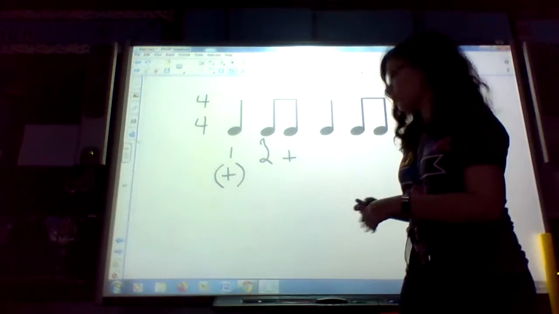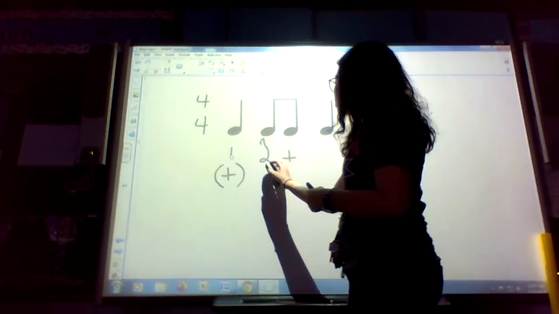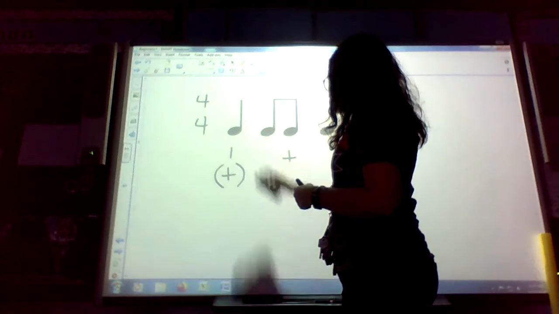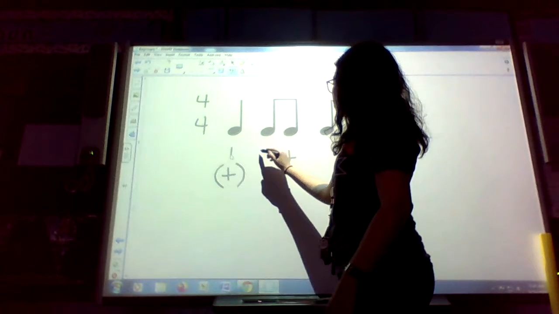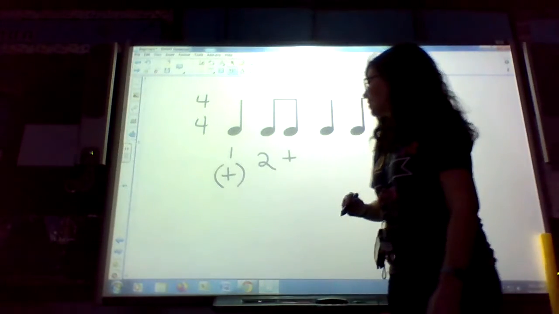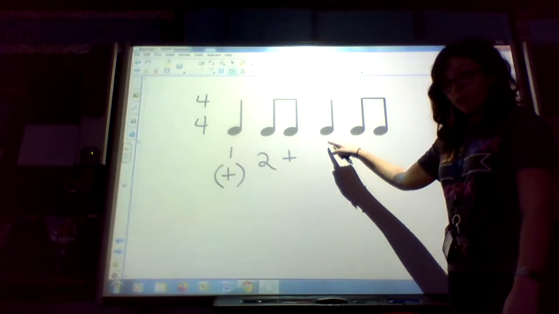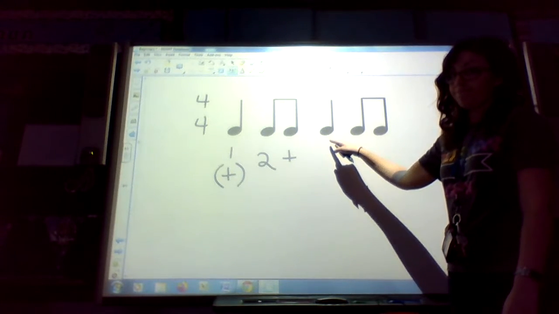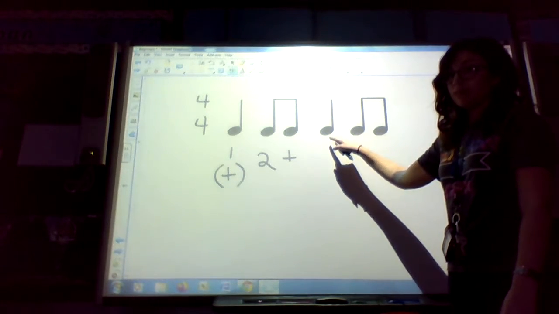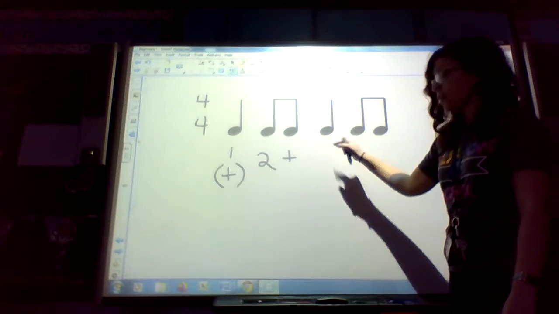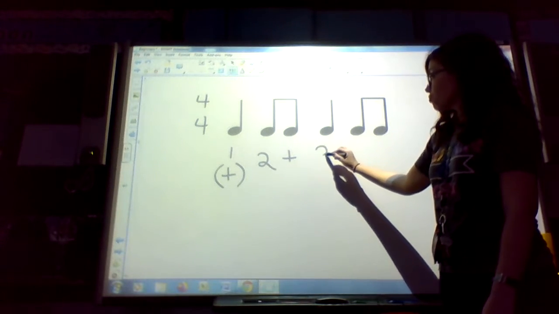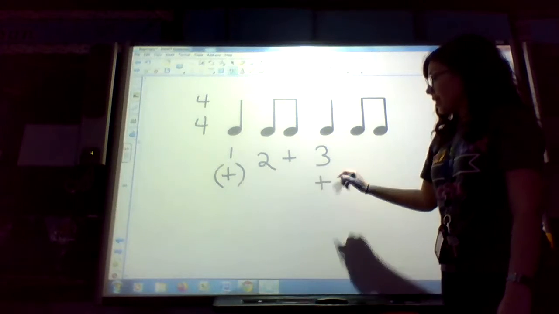We all know how my smartboard is. Let me try to rewrite that too, though. That looks like a 2. Now this note, is it a quarter note or an eighth note? If you said quarter note, you are correct. And that means it gets the 3 and then the and underneath.